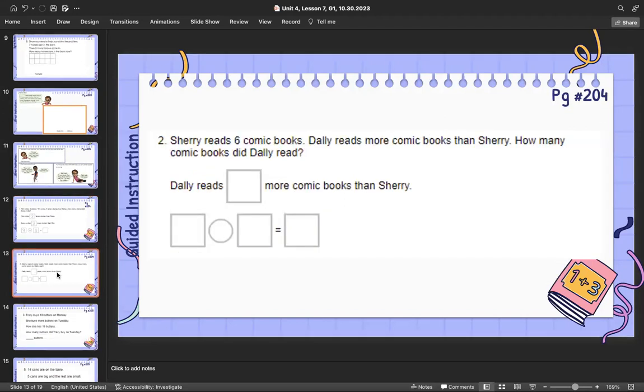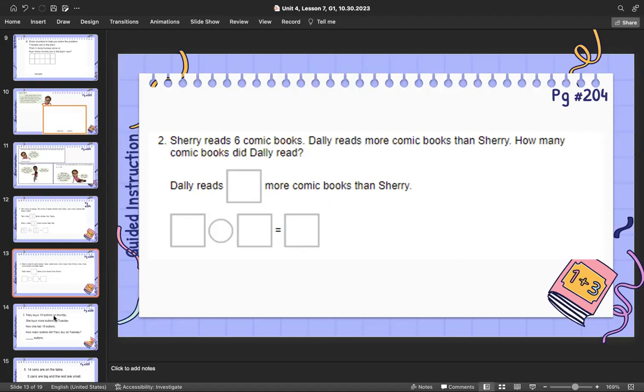Again, they're going to try to trick you, but I think you're smarter than this. I know you are. So we're going to take it piece by piece. Sherry reads 6 comic books. How many comic books? So that is going to be our first number in our equation down below. Daly reads more comic books than Sherry. How many comic books did Daly read? Daly reads blank more comic books than Sherry. It does not tell us, but she reads more than Sherry.